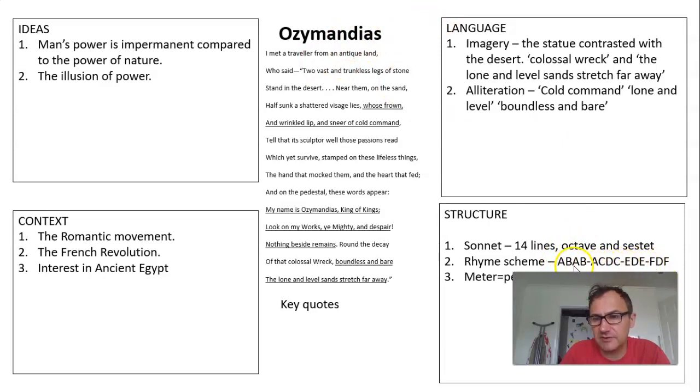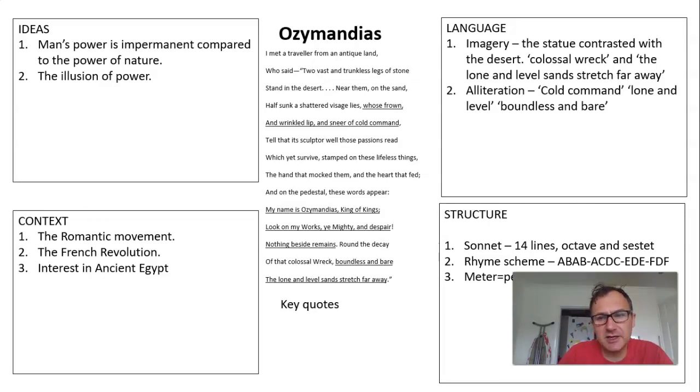From the example of the rhyme scheme, the poem doesn't follow a regular rhyme scheme apart from the first four lines. So why does Shelley do this? Why does Shelley start off by following a rhyme scheme and then completely break free from it? Why do you think that is? Okay, that's it for the revision of Ozymandias.